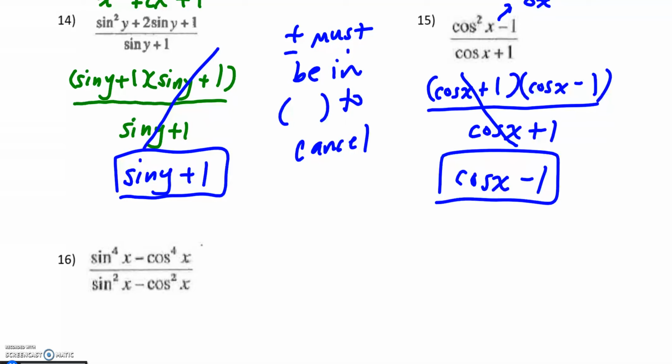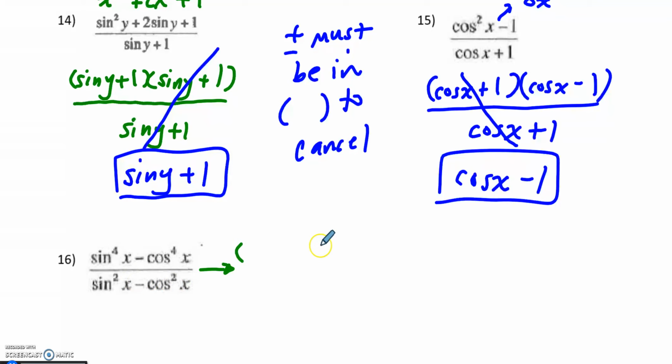Because the numerator has sine to the fourth and cosine to the fourth, and 4 and 4 are also perfect squares, so it could be factored in the same way as the one above. The denominator, it's really tempting to say that this answer is 1, but that's only 1 if there is a plus in the middle. So let's see what we can do.